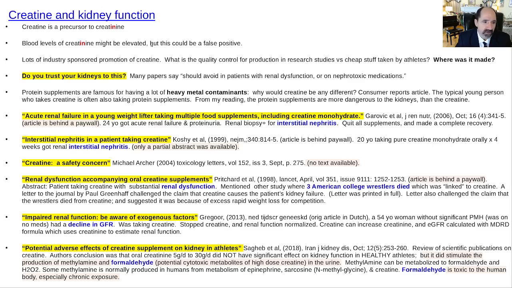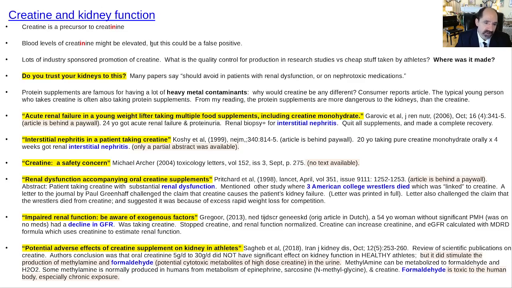So here's the first article: acute renal failure in a young weightlifter taking multiple food supplements, including creatine. Creatine monohydrate is the most common form they take it in. And critics of this article say, well, he was taking more than one thing. Yep, that's true. Renal biopsy was positive for interstitial nephritis, so that's bad. He quit the supplements and made a complete recovery. Yeah, that's an important thing to do. If you start feeling like you're getting worse, definitely quit all of it first. And again, I recommend you don't take this stuff.